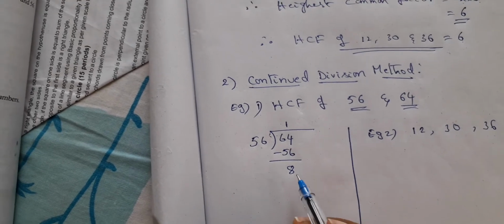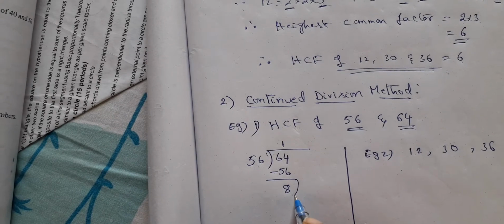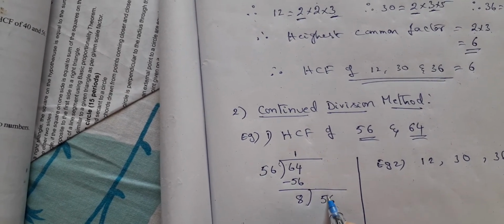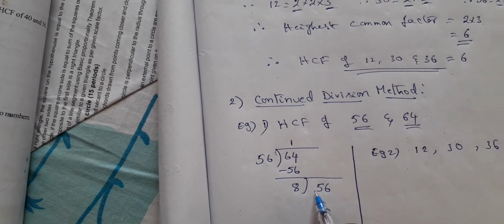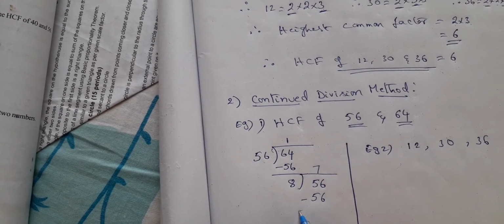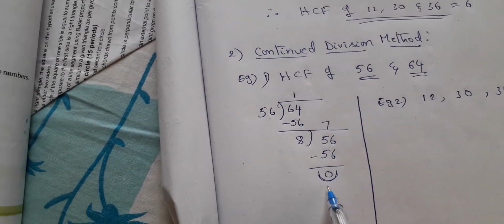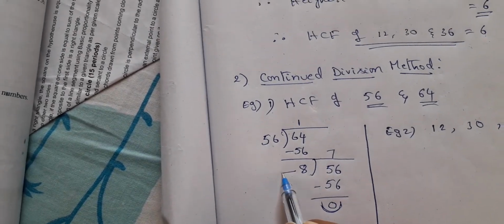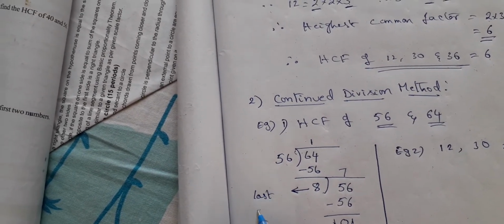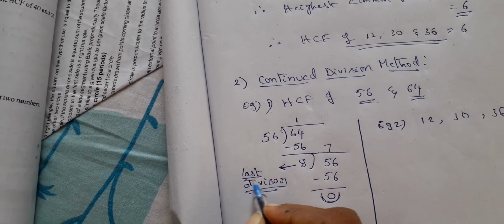But how? So now you are left here with 8 and this is 56. Now the method here is, you bring this divisor here, and this 8 will become the divisor. So 8 sevens are 56. 8 sevens are 56, minus, the remainder is 0 now. We got it to be 0. In this process, whatever is the last divisor, that is going to be the HCF. You have to remember this.